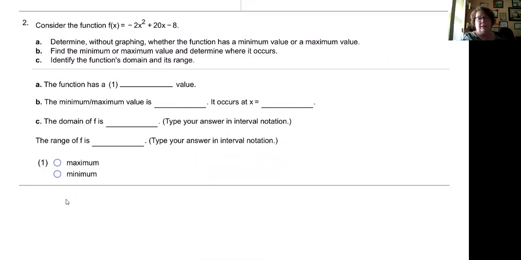All right, looking at this function, the leading coefficient of this function is negative 2. Remember, if your function is written in descending order, then the leading coefficient is the first constant. Since this leading coefficient is a negative number, your parabola opens down. If your parabola opens down, then it has a maximum.